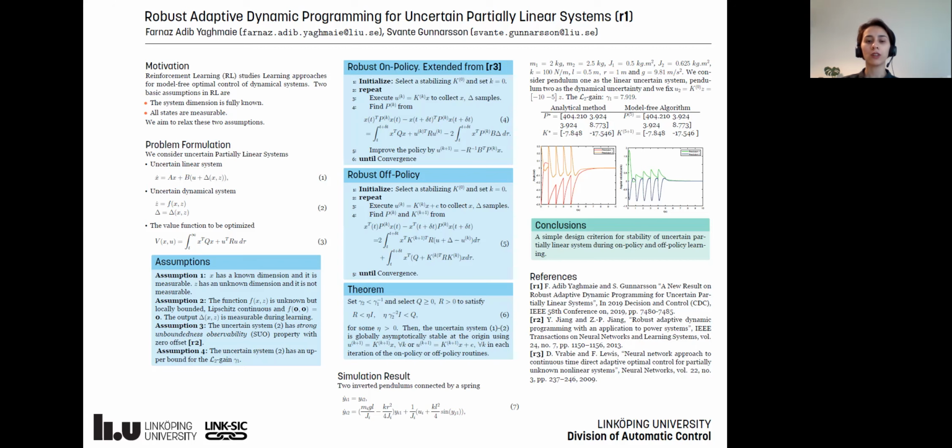And after running the off-policy routine, we have 2 observations. The first observation is that the system remains stable during the learning procedure. And the second observation is that the controller for pendulum 1 converges to the optimal controller, to the analytical optimal controller.